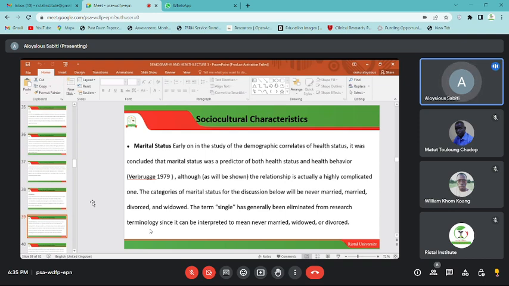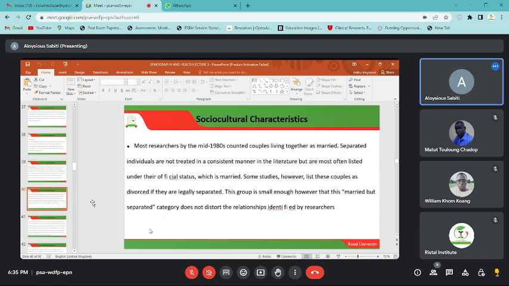These are the four characteristics we are going to use. And why it is very critical to use marital status in trying to understand health status is that, for example, most researchers by the mid 1980s counted couples living together as married, although there are those who could be cohabiting. But these are not official statements. These are social statements that people might be using. Separated individuals are not treated in a consistent manner in the literature, but are most often listed under the official status.